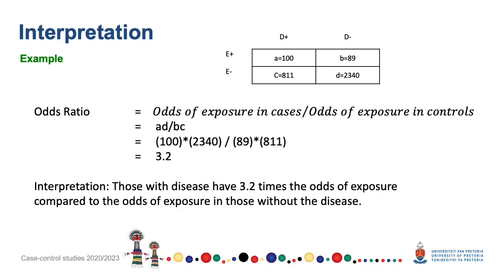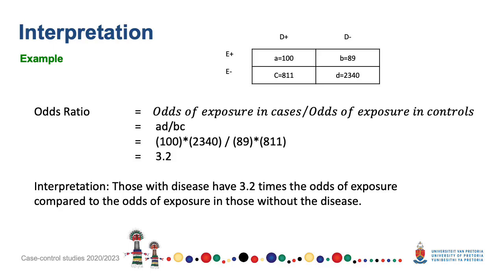In this example, we find that there are 100 people who were exposed, E plus, and diseased, D plus. 89 who were exposed but not diseased. 811 who were not exposed but got the disease. And 2340 who were neither exposed nor diseased. The odds ratio is simply AD over BC, as we've seen. So that comes to, if we work it all out, 3.2.